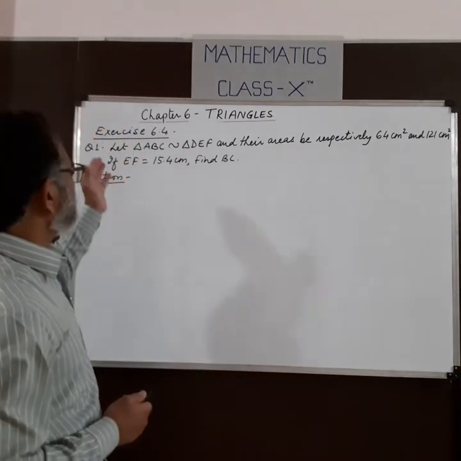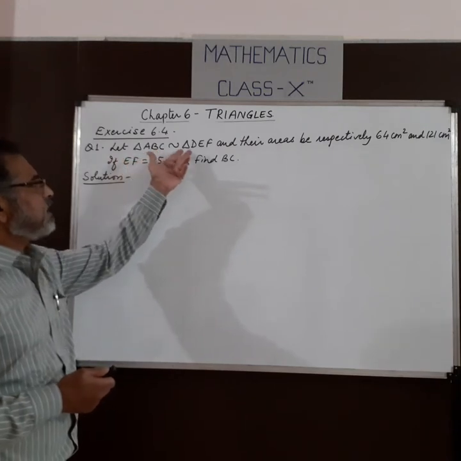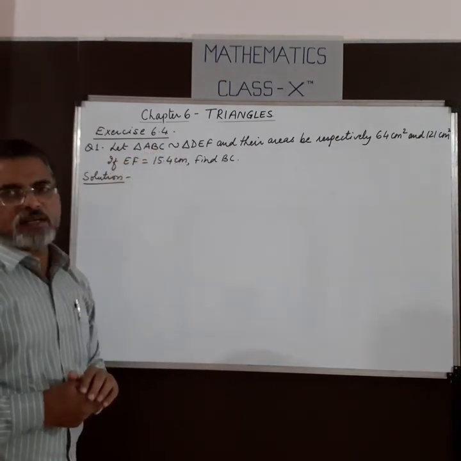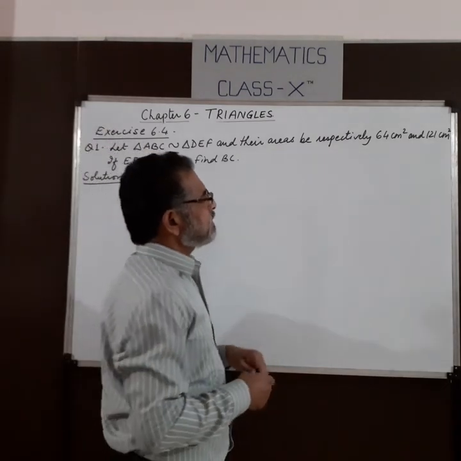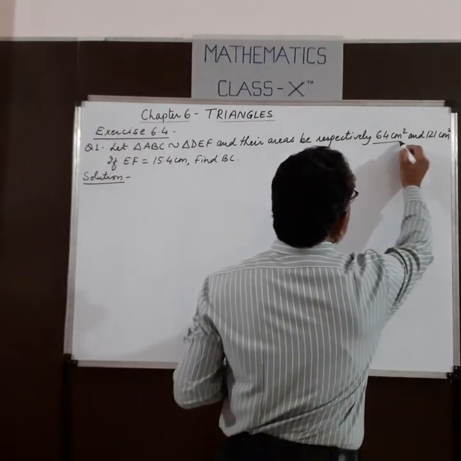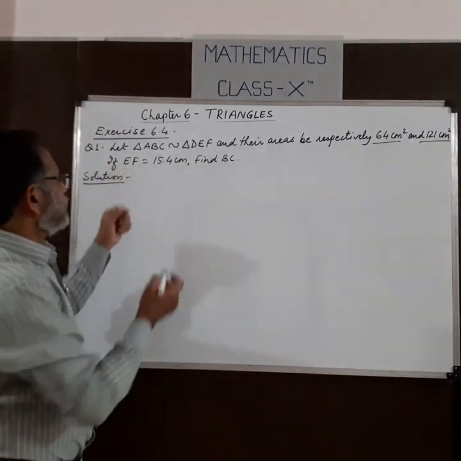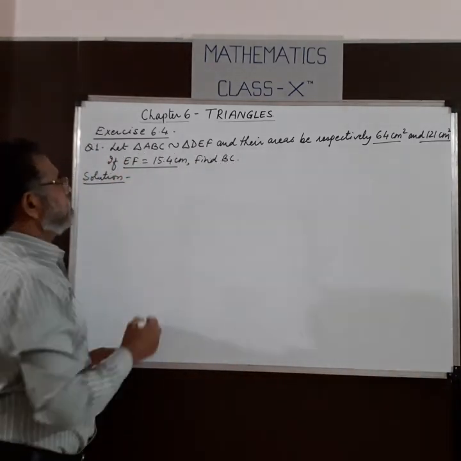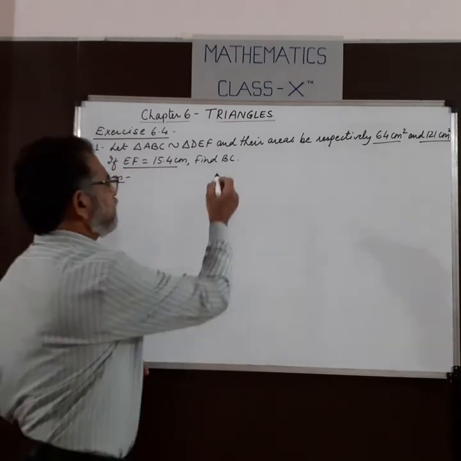Now we come to Exercise 6.4. Let triangle ABC be similar to triangle DEF, and their areas be respectively 64 square centimeters and 121 square centimeters. If one side of triangle DEF, that is EF, is 15.4 centimeters, then find BC.